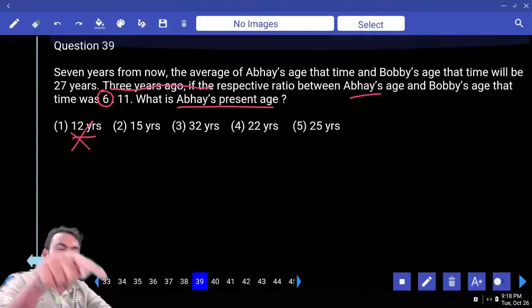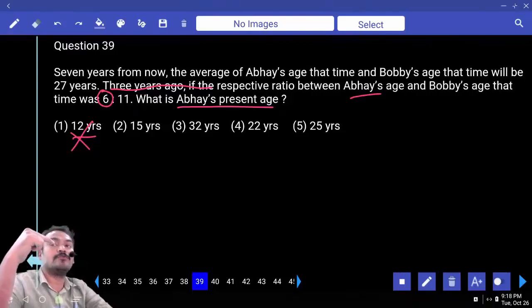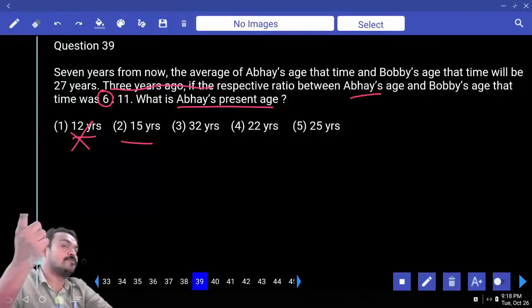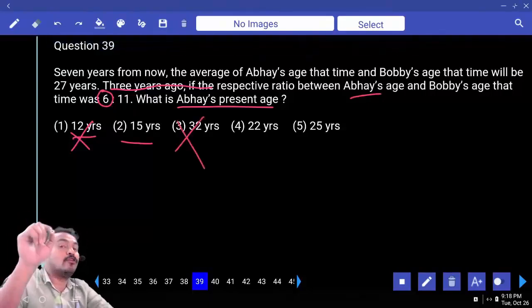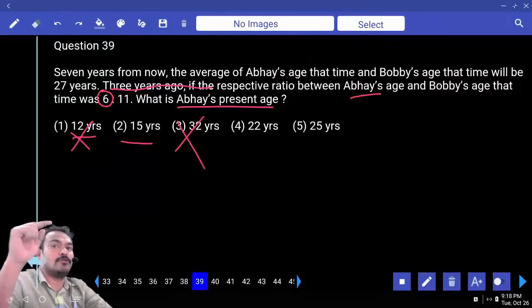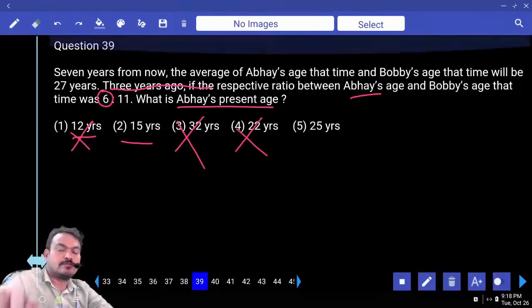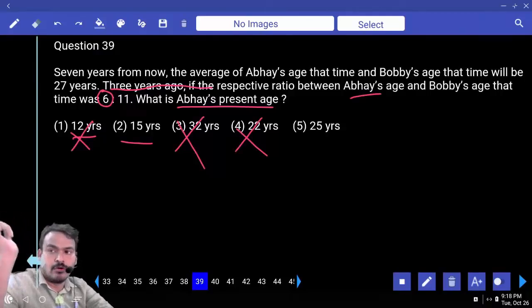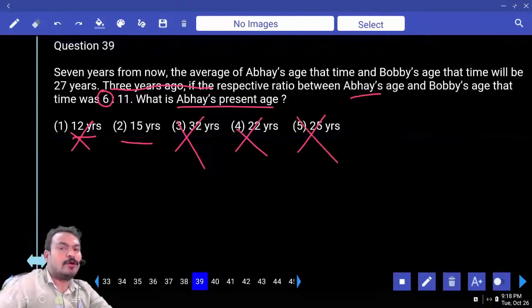No. Next. What is the second option? 15. Present 15, 3 years back 12. 12 is divisible by 6 or not? It will be a possible value or not? Next, third option 32. Present 32, 3 years back 29. It is a multiple of 6 or not? No. Next, fourth option 22. Present 22, 3 years back 19. 19 is a multiple of 6 or not? No. Fifth option 25. Present 25, 3 years back 22. It is a multiple of 6 or not? No. How many options work? Only one. That will be the answer.